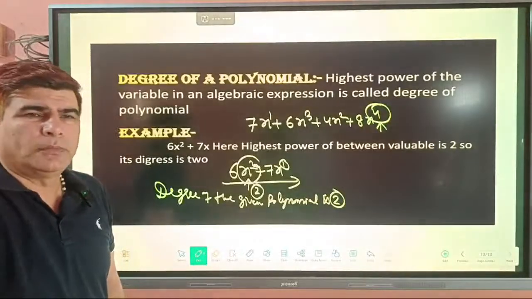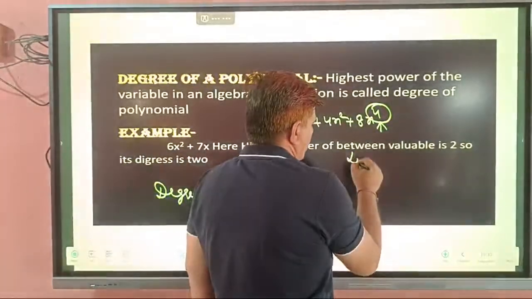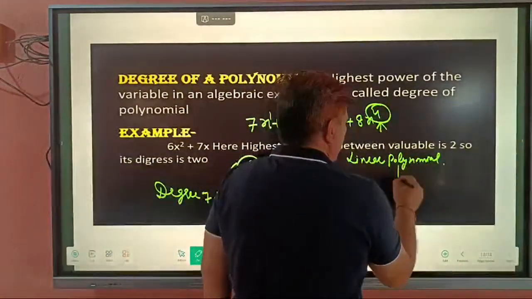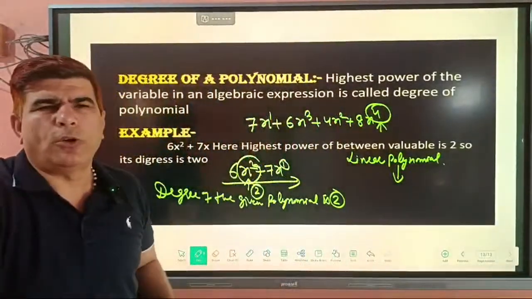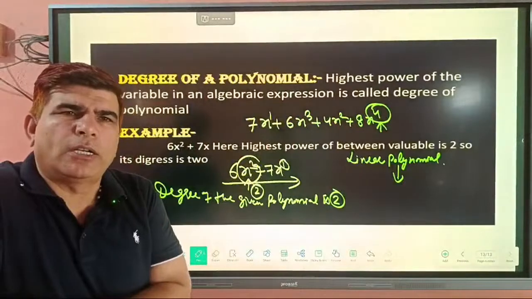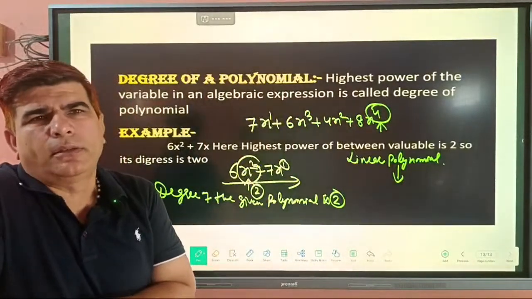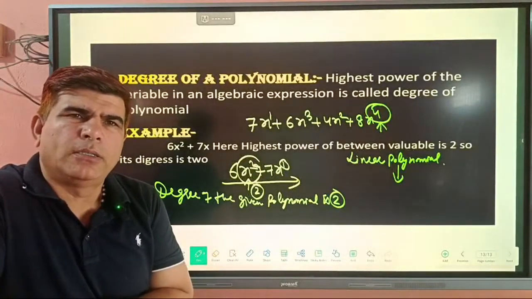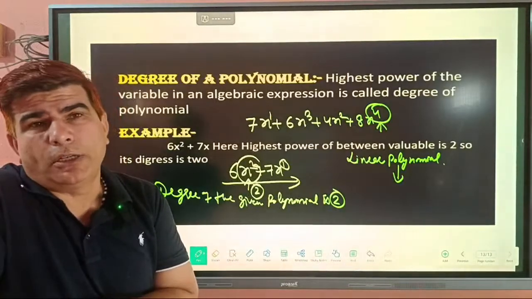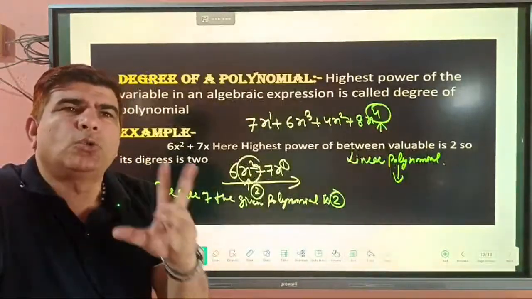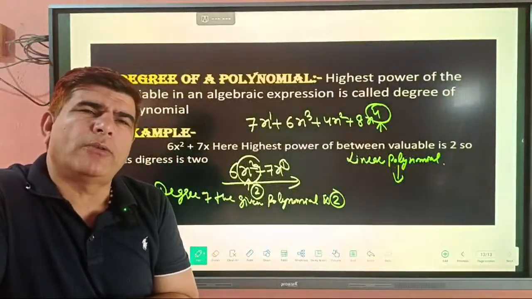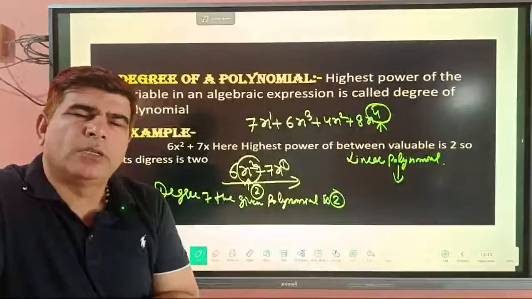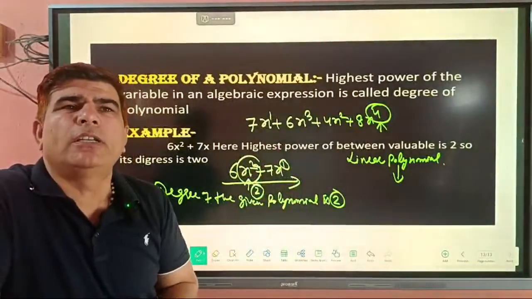If the degree is 1, that is called a linear polynomial. Degree 2, then quadratic polynomial. Degree 3, cubic polynomial. Degree 4, biquadratic. In this chapter, a polynomial of degree 2 is given, and we can find the zeros of those polynomials. About linear polynomials, we have done in 9th class.